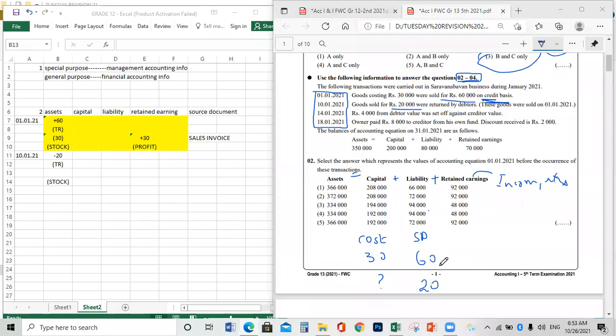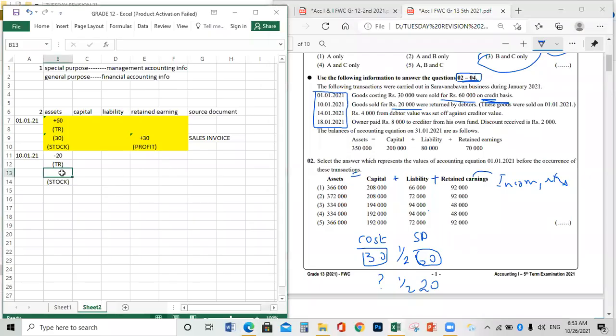See, it's half, right? The cost is 30, your selling price is 60. Now here the selling price is 20, so what is going to be your cost? Half of it. Very good. See guys, for 60 the cost is 30, so for 20 the cost is going to be half of this, that is 10,000. Yes, 10,000. So what happens? Your stock increases by 10,000, because now they have returned it back.